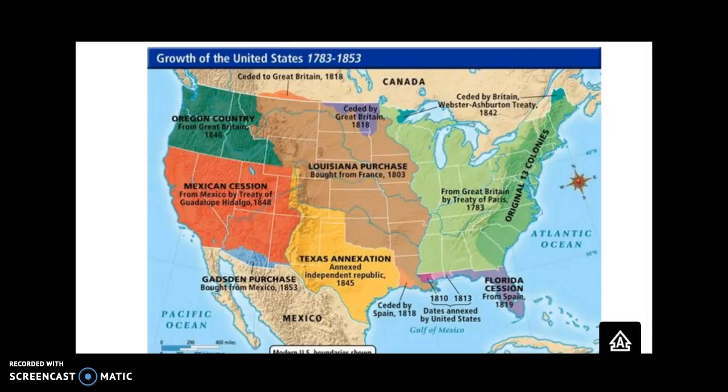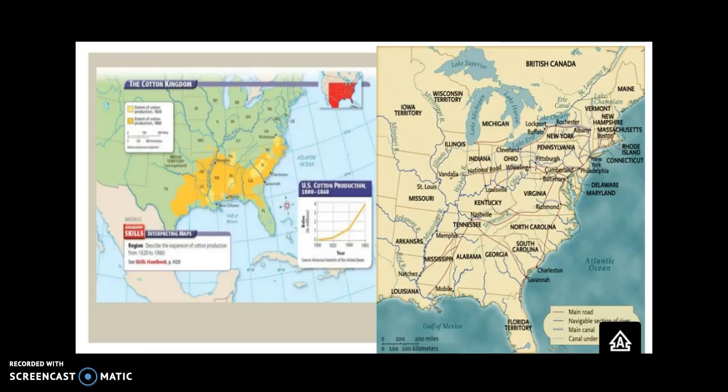Now, for the next couple questions, actually 2 through 7, we're going to look at these maps. And so, number 2, what were the assets of continental expansion? So, assets are the benefits, right? What are the benefits of continental expansion?